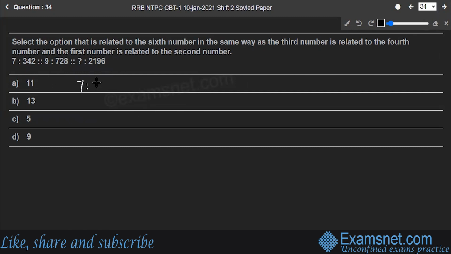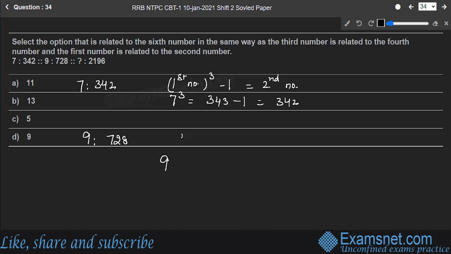So first pair is 7 is to 342. So let's do the cube of the first number. 7 cube is equal to 343. And if I subtract 1 from it, I'll get the second number. So logic is first number cube minus 1 gives you second number. Let's check it with the second option also. 9, 728. The cube of 9 is equal to 729 minus 1, 728. So that's also correct.